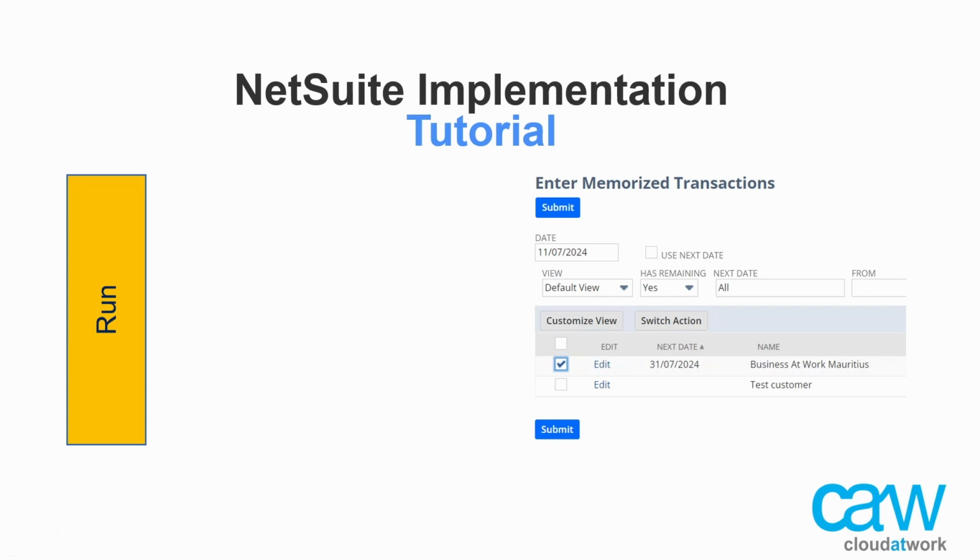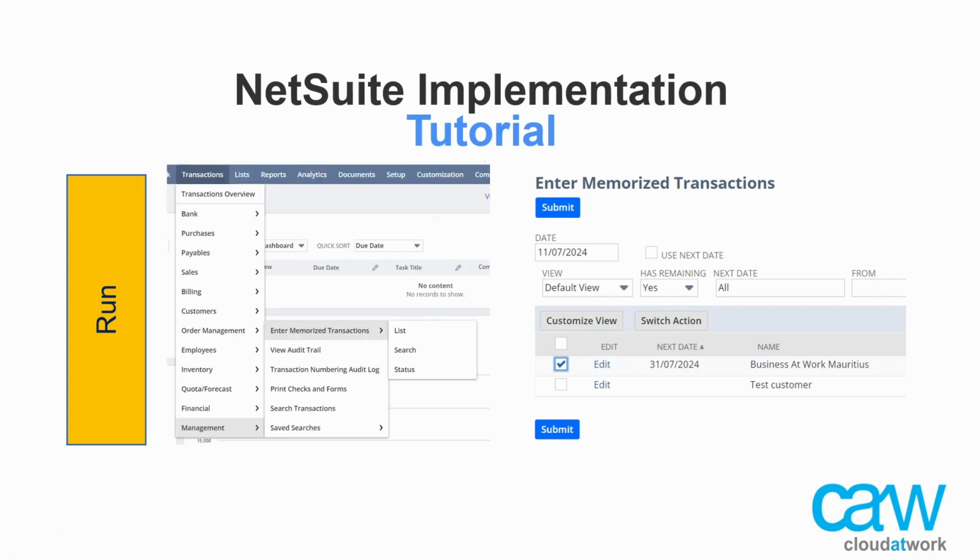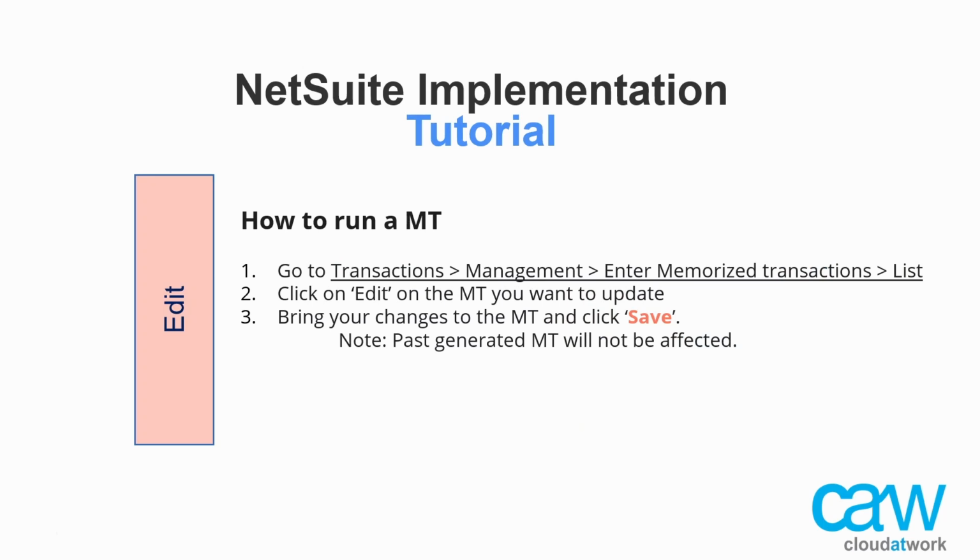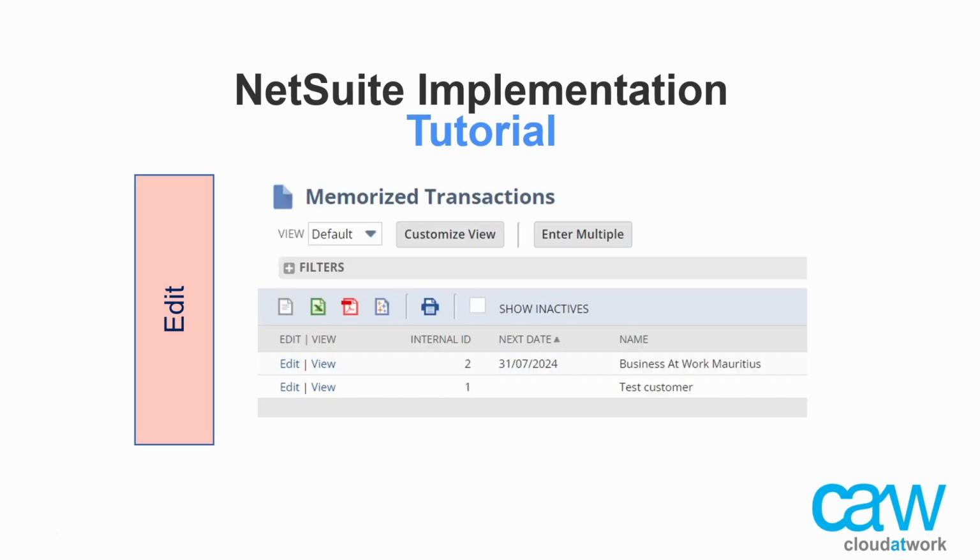Now, if you want to edit a memorized transaction, you have to go to Transactions, Management, Enter Memorized Transactions List, and you're going to see your list of available memorized transactions. You just click on Edit, change the information, save it, and that will be that. It's not going to impact the previously generated transactions. It's just going to affect the next and upcoming memorized transactions.